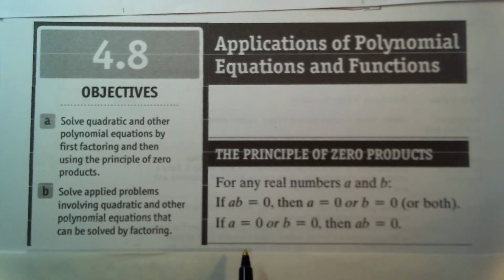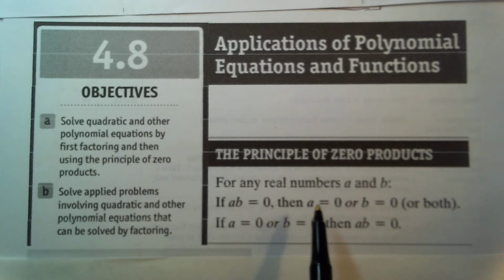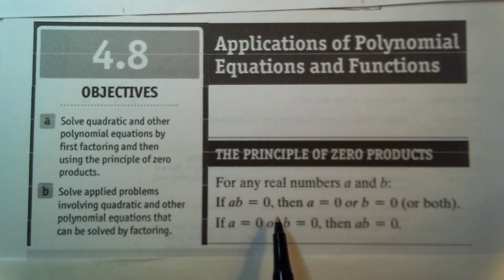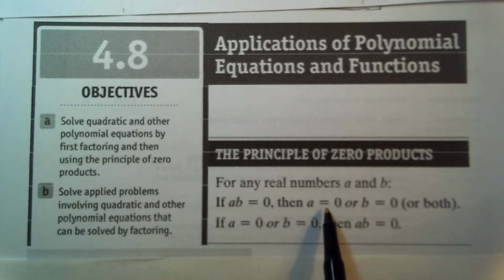So a new principle that we are learning here is the principle of zero products. For any two real numbers a and b, if a times b is 0, then a is 0 or b is 0 or both. If a is 0 or b is 0, then a times b is 0. So in other words, it goes in both directions. If the product is 0, then either one or both factors are 0. If either one or both factors are 0, then the product is 0. So again, that may not be too surprising, but you'll see how we're going to apply this in just a little bit.